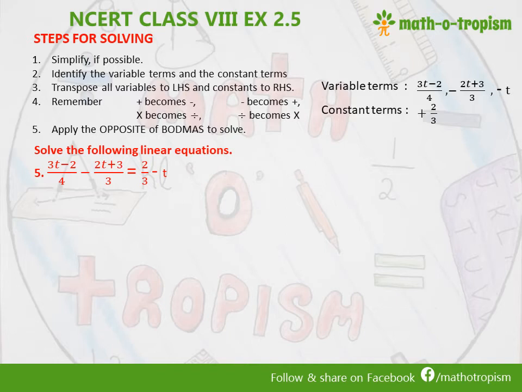So we need to just bring the minus t to the left hand side. So it will become plus t. So we will have 3t minus 2 by 4 minus of 2t plus 3 by 3 plus of t is equal to 2 by 3.